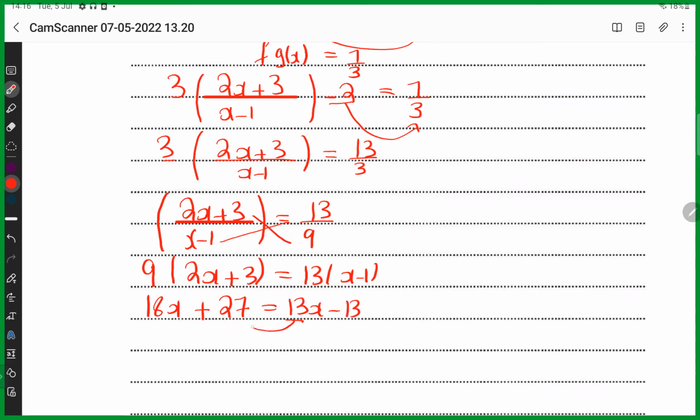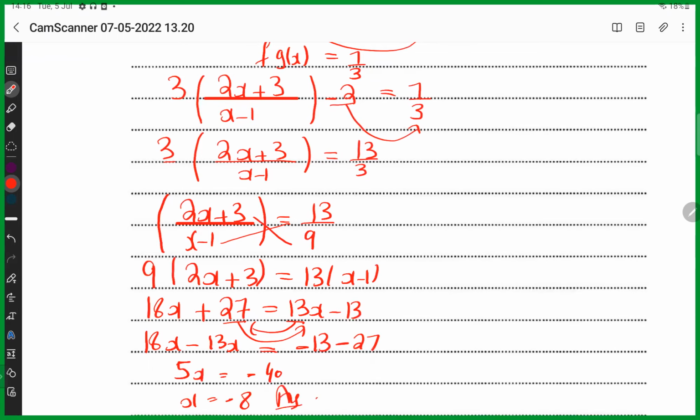I'll take this over here. So it would become 18x minus 13x, and I will take this 27 on the other side. So it would become minus 13 minus 27, and this would give you 5x equals minus 40. And this would give you x equals minus 8. This is going to be the answer.